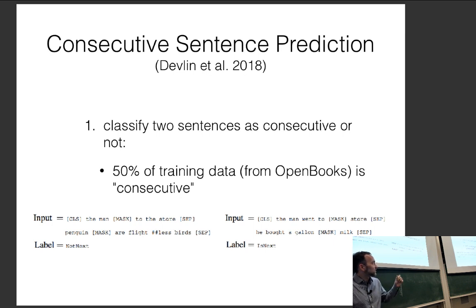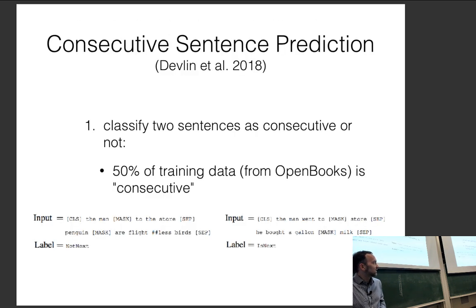This is the consecutive sentence prediction objective. You feed in these two, and you make a prediction of either these are consecutive or they're not consecutive. If this is the case, then these are consecutive in the books corpus, and if these are not, it's just a randomly sampled incoherent sentence.